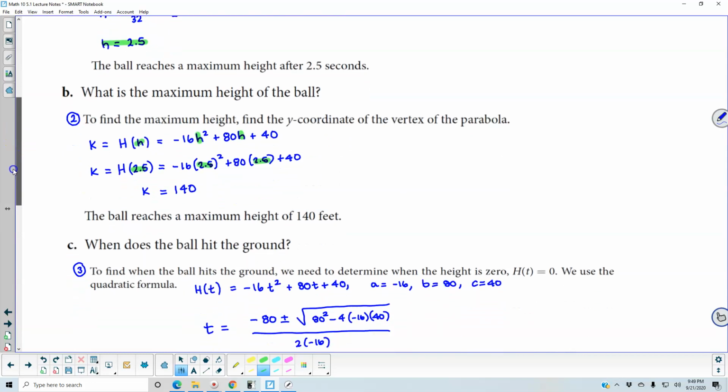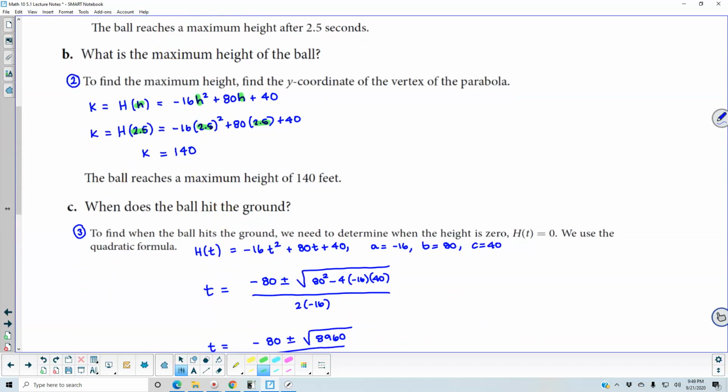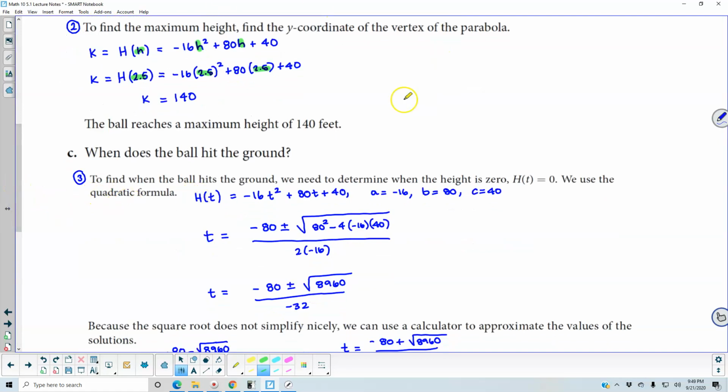In part C, it says, when does the ball hit the ground? In order to find when the ball hits the ground, we need to determine when the height is 0, where h of t is equal to 0. We can use the quadratic formula here. So h of t is equal to negative 16t squared plus 80t plus 40. We know that a is negative 16, b is equal to 80, and c is equal to 40. And then we're going to plug it into the quadratic formula.